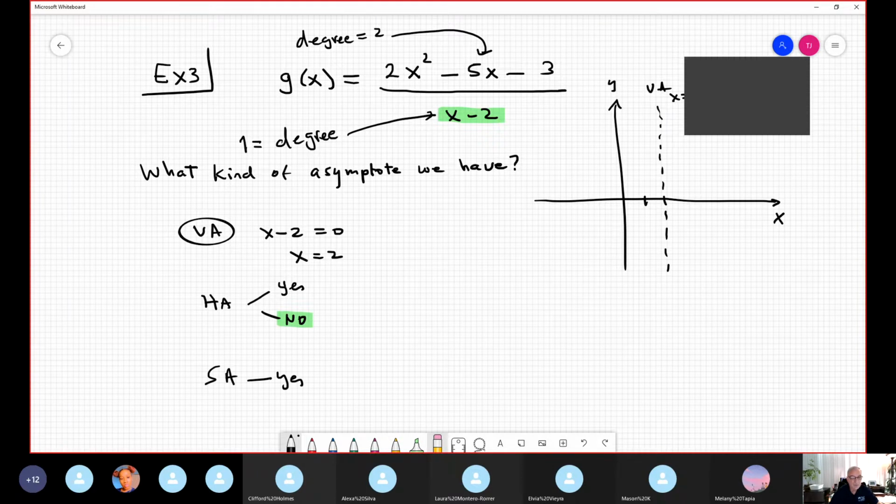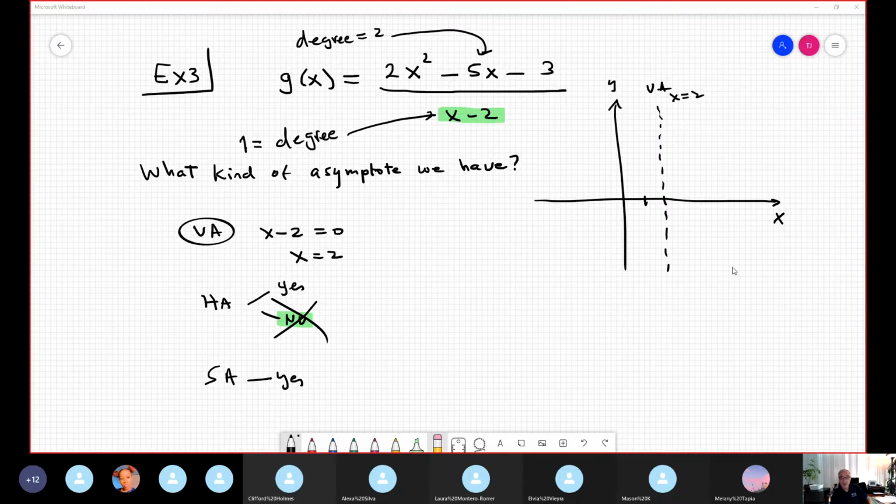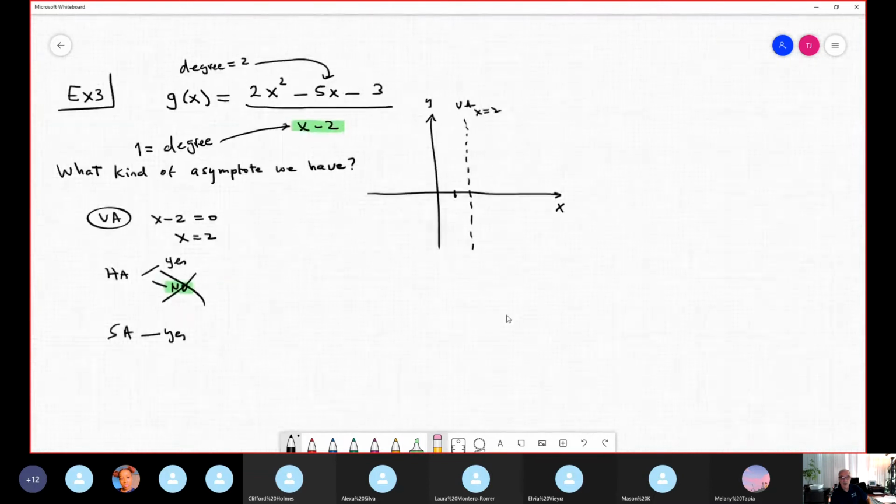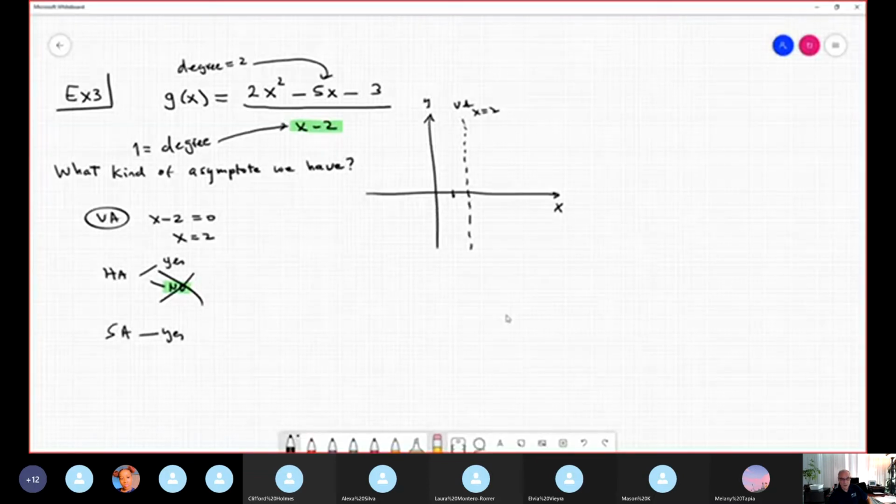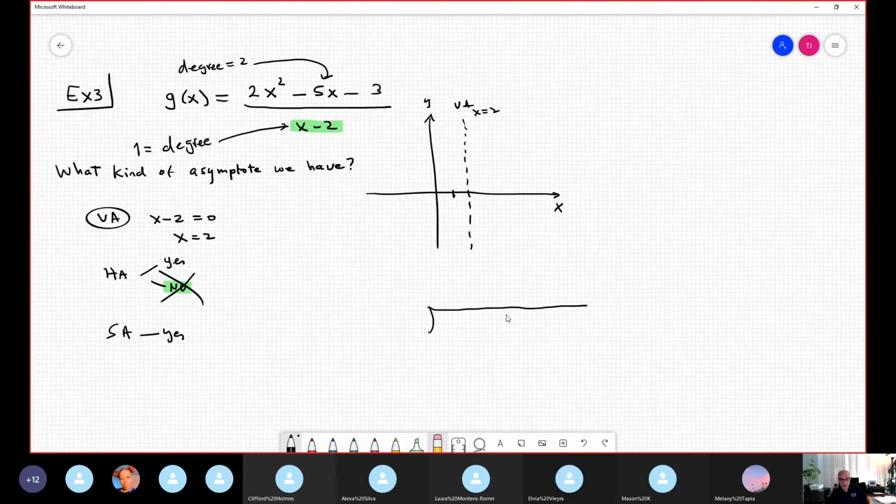We have no horizontal, and this is mutually exclusive. When you have slant, we have no horizontal. When you have horizontal, we have no slant. So now, in order to find the equation for the slant asymptote, you have to divide. Long division format: you copy the polynomial in the top, x squared minus 5x minus 3, and you divide it by x minus 2. Okay, let's do it.